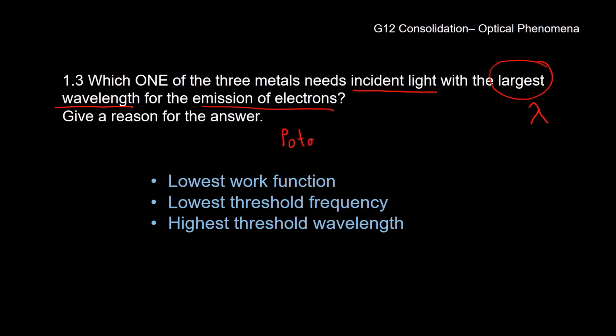Now it says, explain. Explain why you have chosen potassium. There are a number of answers that you could give. I've given you 3. You could say that potassium has the lowest work function. You could say that it has the lowest threshold frequency. You could also say it has the highest threshold wavelength, because our threshold wavelength and threshold frequency are linked.